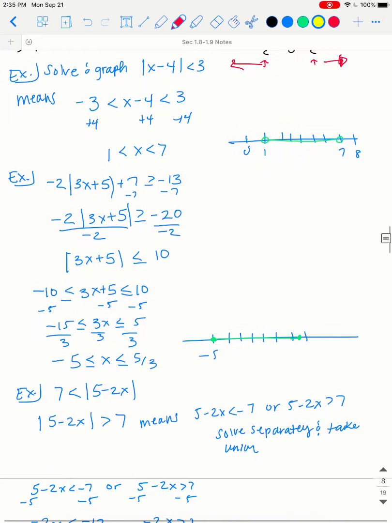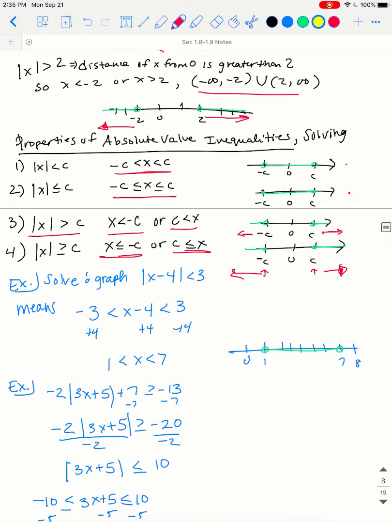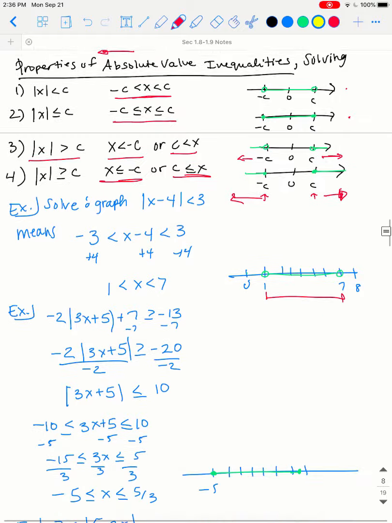So here's an example so we can test that out. I've solved and graphed the absolute value of x minus 4 is less than 3. This means, using our rules, that we have negative 3 is less than x minus 4, and 3 is greater than x minus 4. My goal is to isolate x in the middle, so I'm going to add 4, and I get 1 is less than x, and then 7 is greater than x. So when I graph that, my x values can be between these, and it's open dots because they're not including 1 and 7.